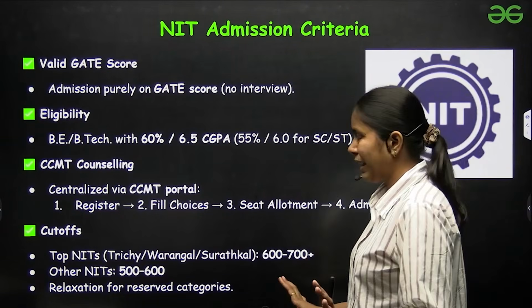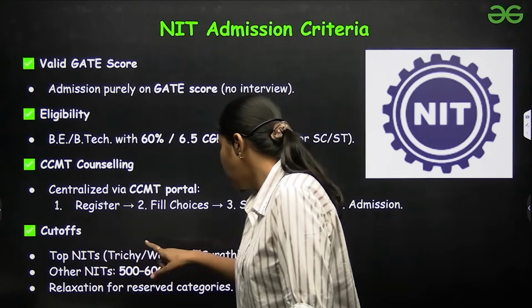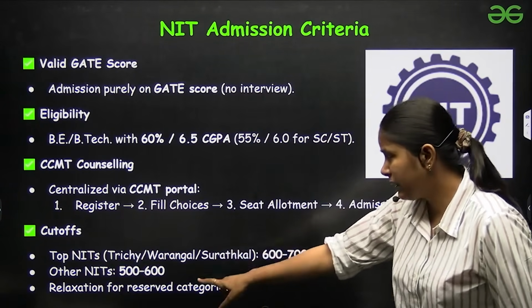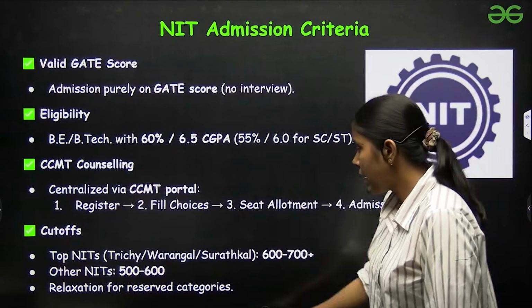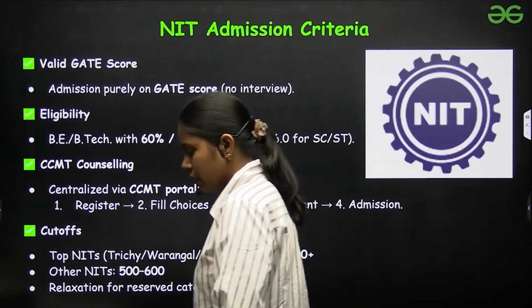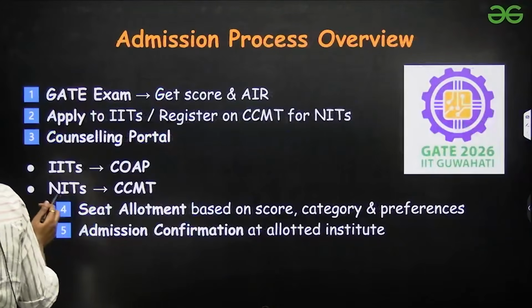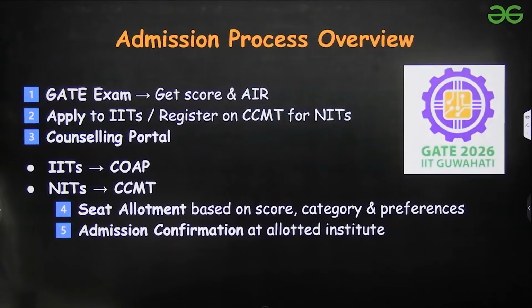If you would take that seat, or if you would wait for another round, then you can do that as well. Cutoff for the top NITs, Trichy, Warangal, Surathkal, is around 600 to 700 plus. Other NITs, 500 to 600. Relaxation for reserved categories, this thing we already have seen here, right? Same thing. So for the top 7 NITs, we already have seen that.